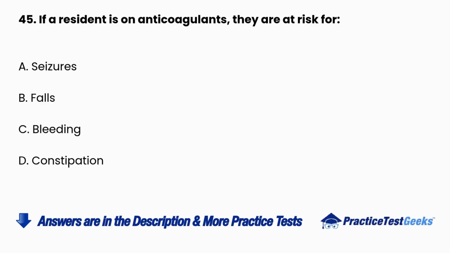45. If a resident is on anticoagulants, they are at risk for A. Seizures. B. Falls. C. Bleeding. D. Constipation.